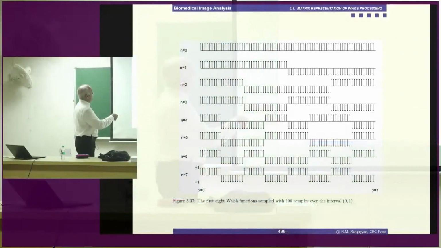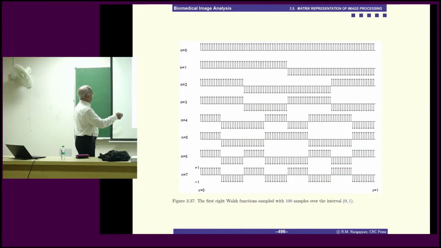So how do you get the first one? For n equal to 1, you take this, compress, and put it in the first half, and take that and compress and put it in the second half. This is odd, so you reverse this, plus and minus 1.